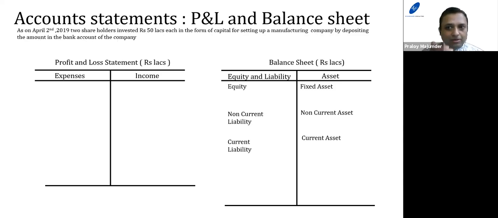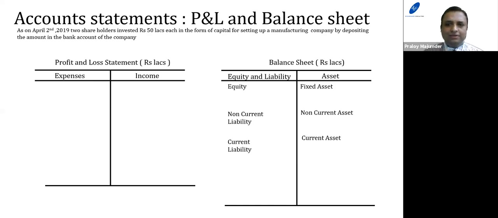Let us now start with capturing the financial transactions and see how a financial transaction translates into accounting entries and how step by step the profit and loss and balance sheet are built up. As on April 2nd, 2019, two shareholders invested rupees 50 lakhs each in the form of capital for setting up a manufacturing company, by depositing the amount in the bank account of the company.